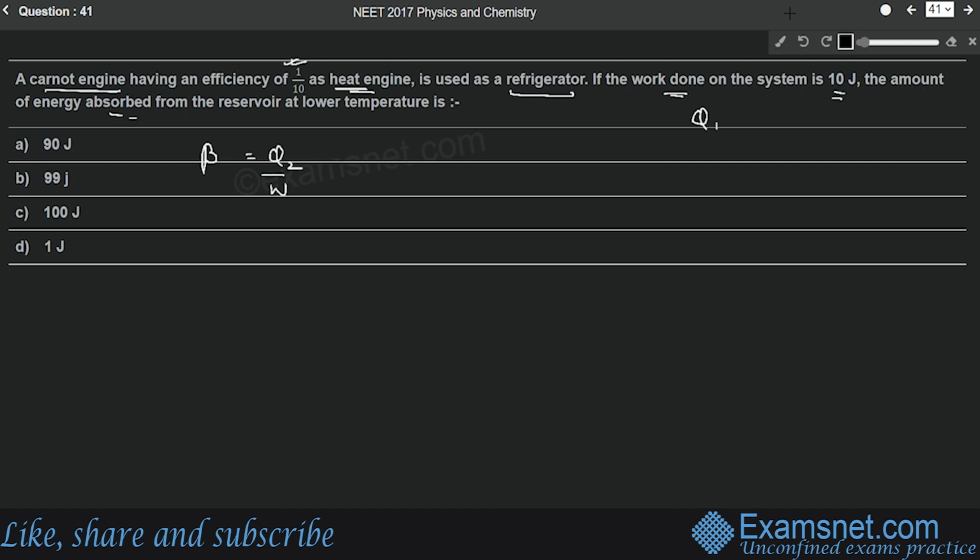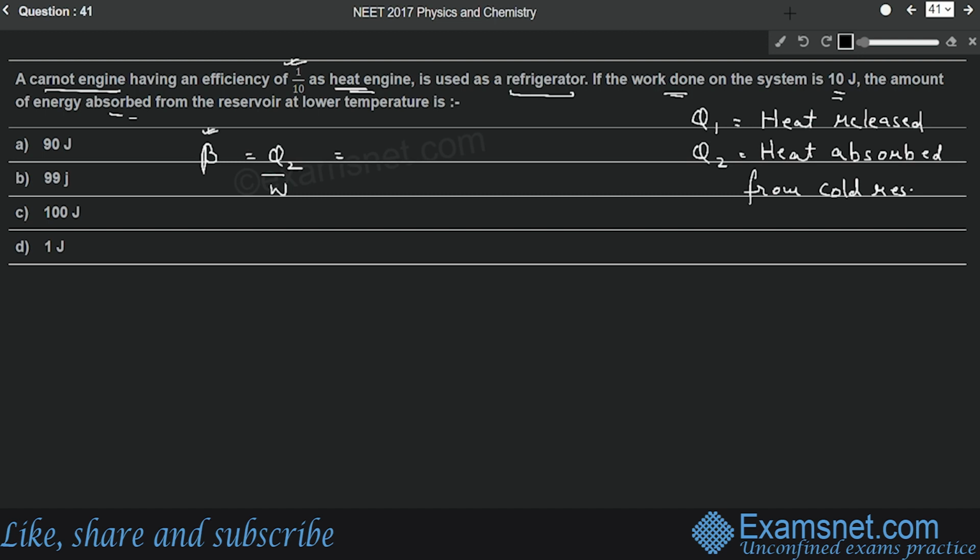And what are Q1 and Q2? Q1 means heat released from the hot reservoir. Okay. Whereas Q2 is the heat absorbed from the cold reservoir. Okay. So here the coefficient of performance of refrigerator will be Q2 by W.